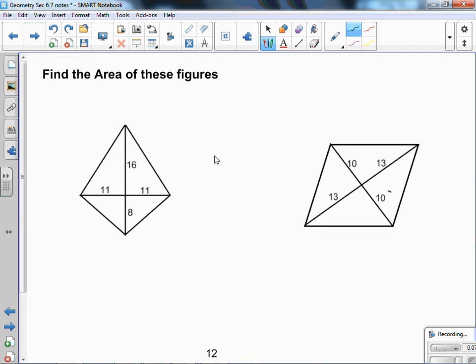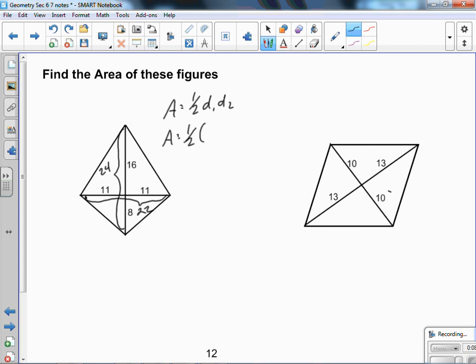So this page, we've got a kite to start off with. And for the kite, that formula we just went over, area equals 1/2 of diagonal 1 times diagonal 2. So diagonal 1 has lengths of 16 and 8, so making it 24 units. And then the other diagonal is 11 and 11, 22.